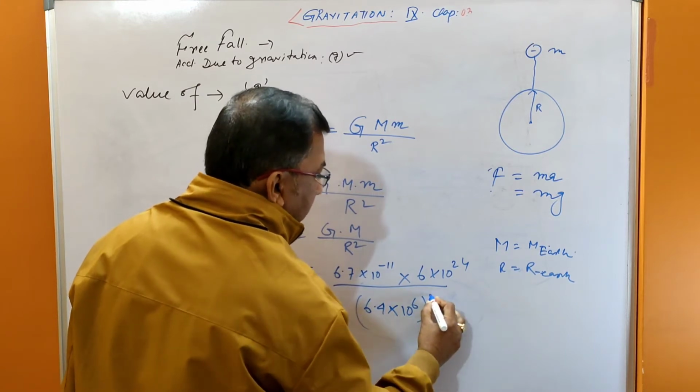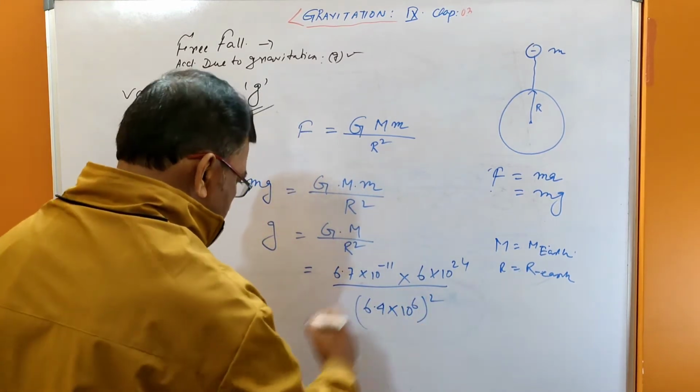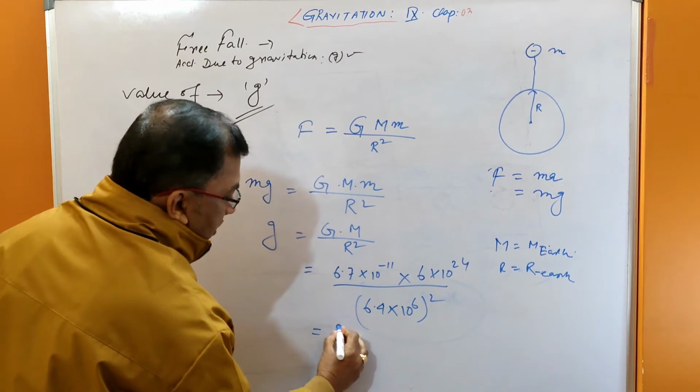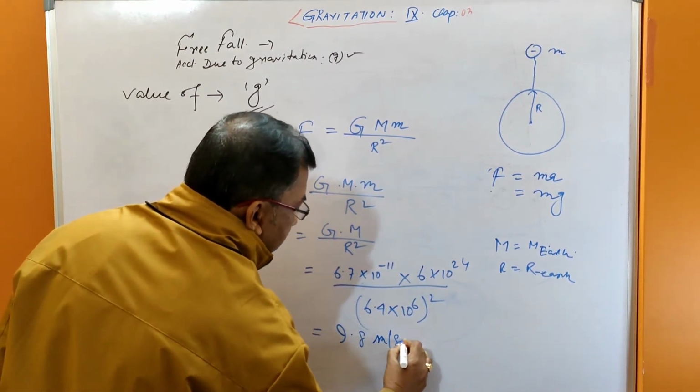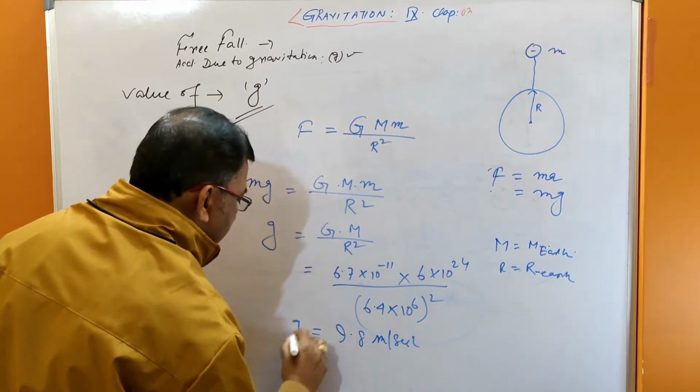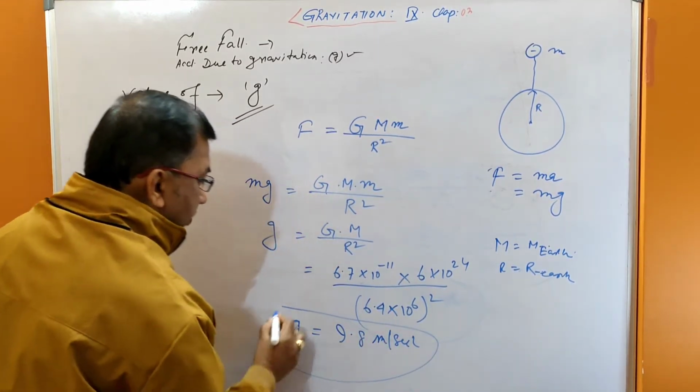This is the square. Okay, so calculating this, what we find out is 9.8 meter per second square. This is the value of g. Clear? So this is the value of small g.